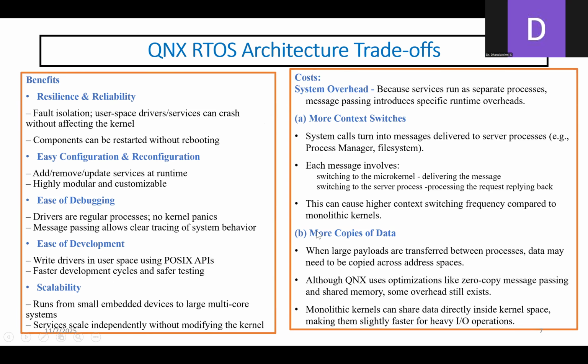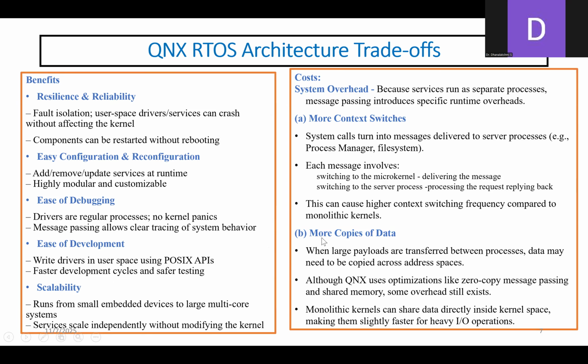I could put that in two different ways. One is more context switching, and the second is more copies of data. With more context switching, I mean the system calls turn into messages delivered to server processes, for example the process manager or file systems. Each message involves switching to the microkernel, delivering the message, switching to the server process, processing the request, and replying back. So you have lots of context switching here. This can cause a higher context switching frequency compared to monolithic kernels.